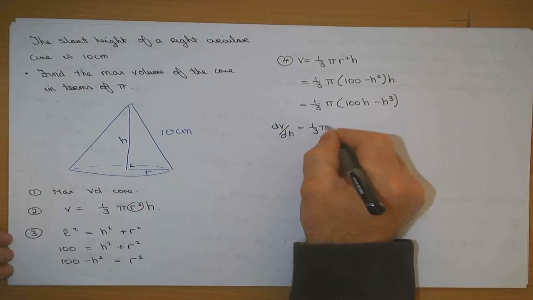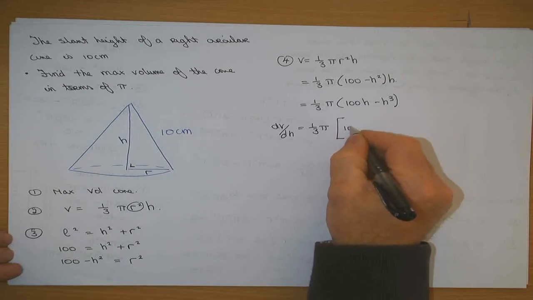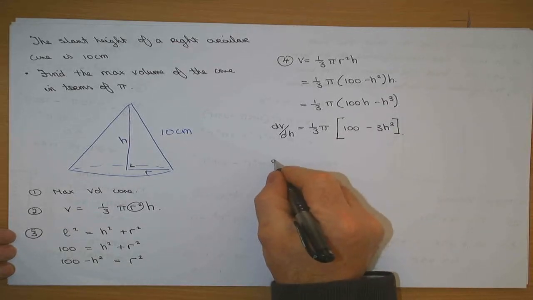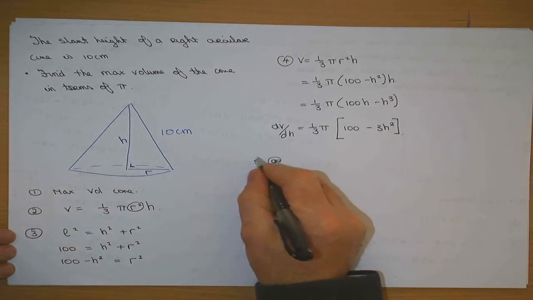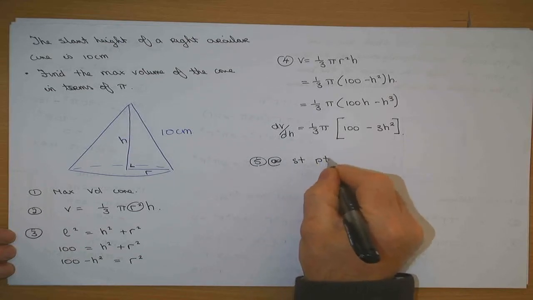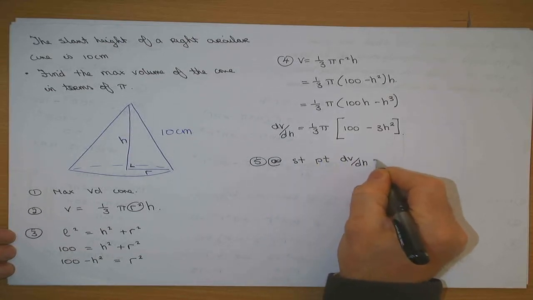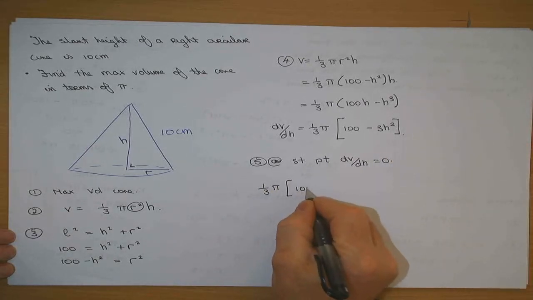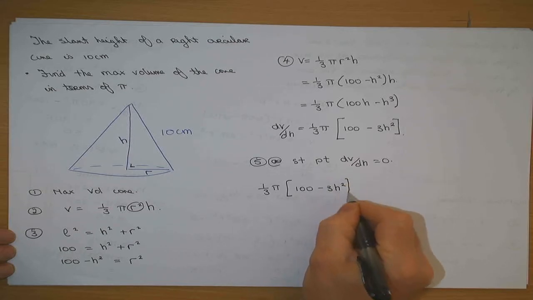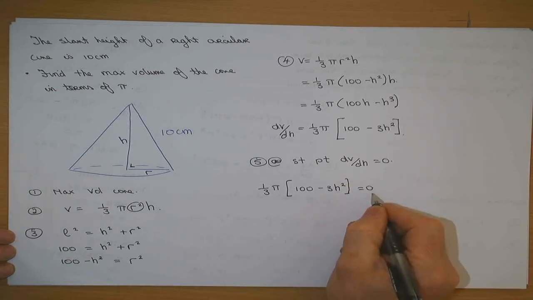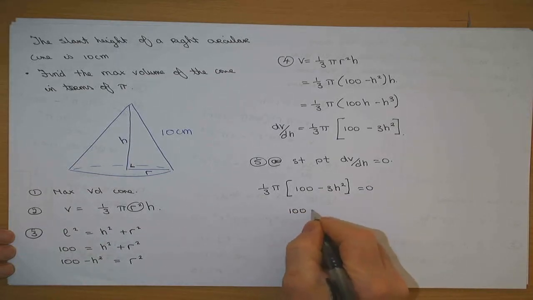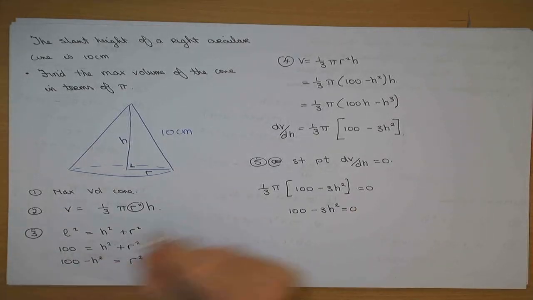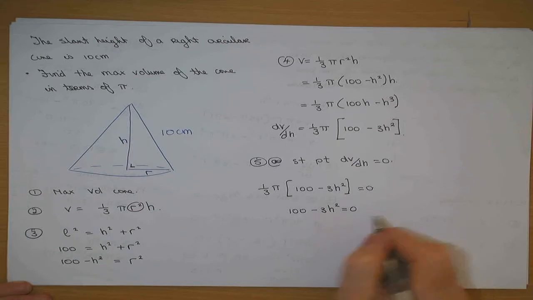It's 1/3 pi times 100, minus h cubed, 3h squared. I know then that at the stationary point, what do I know about dV/dh? It is 0. So 1/3 pi times 100 minus 3h squared is 0. That divides across, so that means 100 minus 3h squared is 0. Do you understand what happened there? I divided by 1/3 pi. What's 0 divided by 1/3 pi?